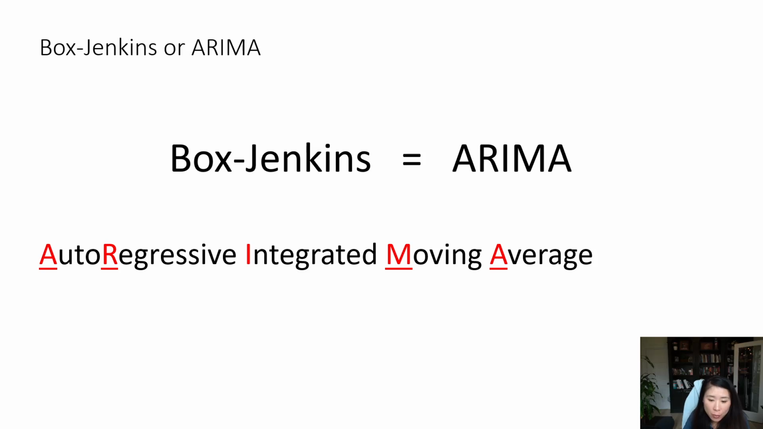For this chapter, we will organize our lecture as follows. First, we will discuss the moving average, and then we're going to discuss auto-regression, and then we will introduce the integrated part. At the end of this chapter, you will know how we integrate AR, I, and MA together into one model. This model is called the Box-Jenkins model.